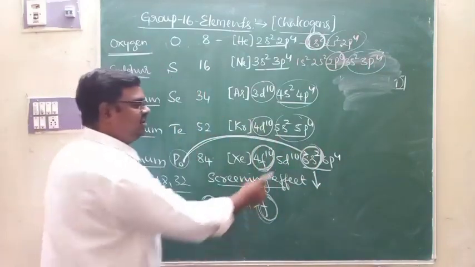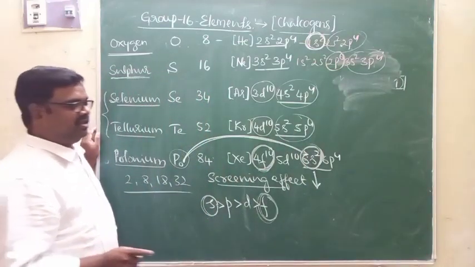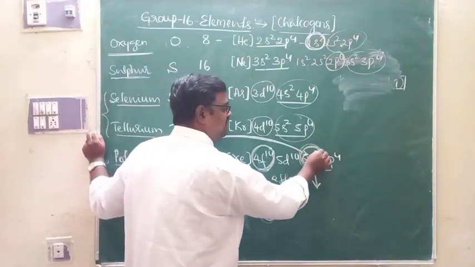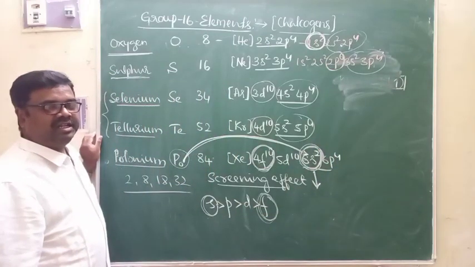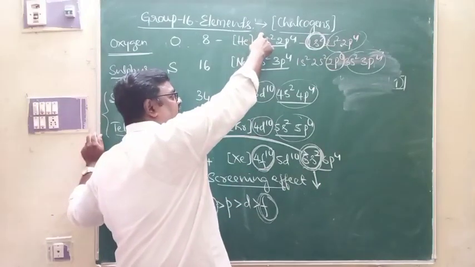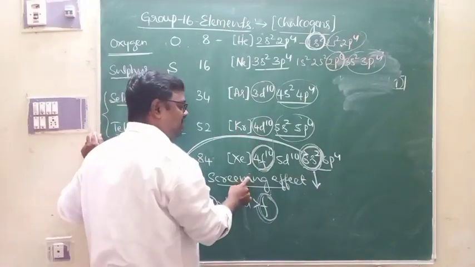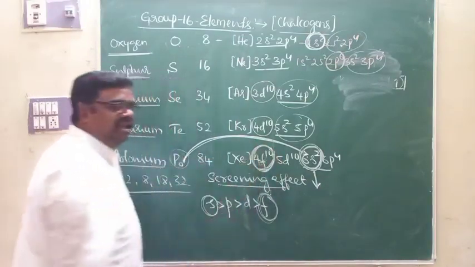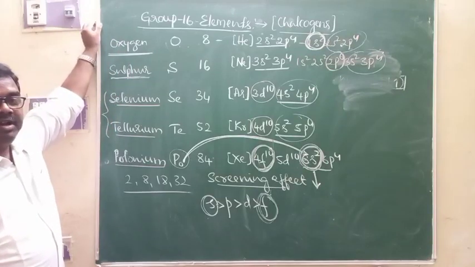So these two electrons become chemically inert, and that is called the inert pair effect: the chemical inertness of s electrons due to the poor shielding effect caused by f electrons. The inert pair effect increases from oxygen to polonium, because from oxygen to polonium the shielding effect of inner orbitals decreases, and because of that, the inert pair effect increases.